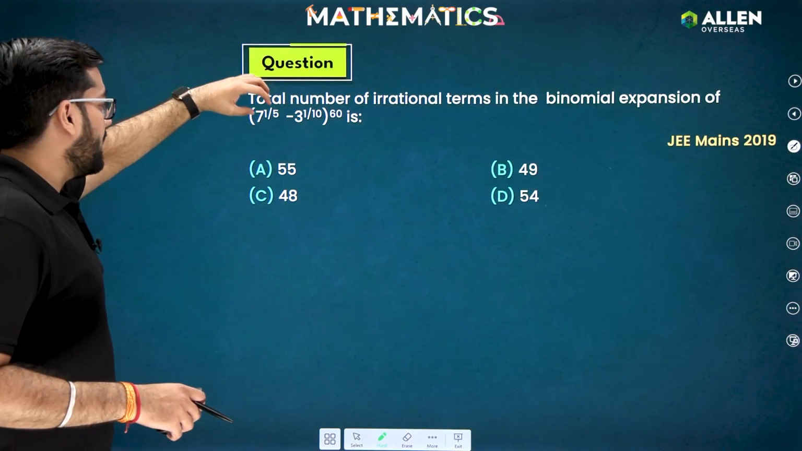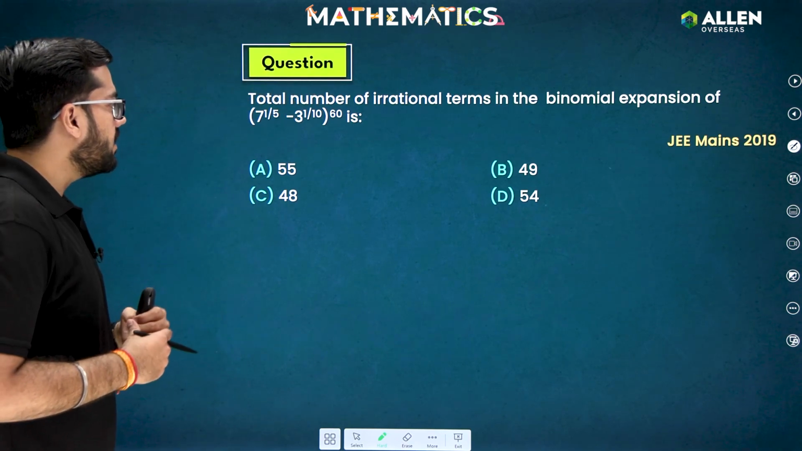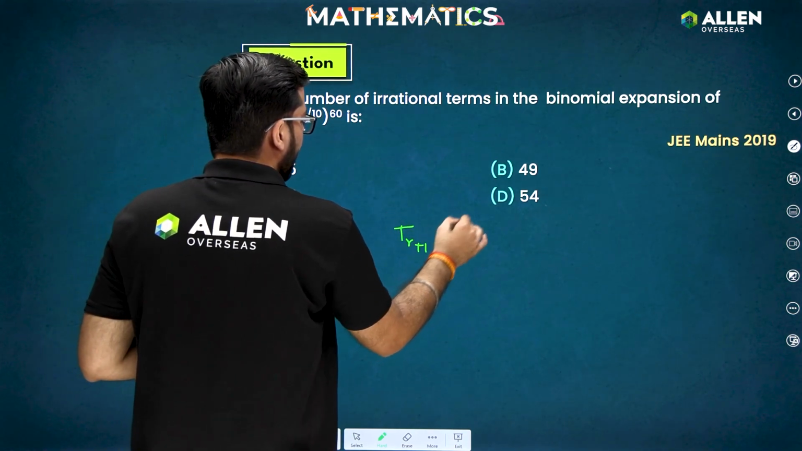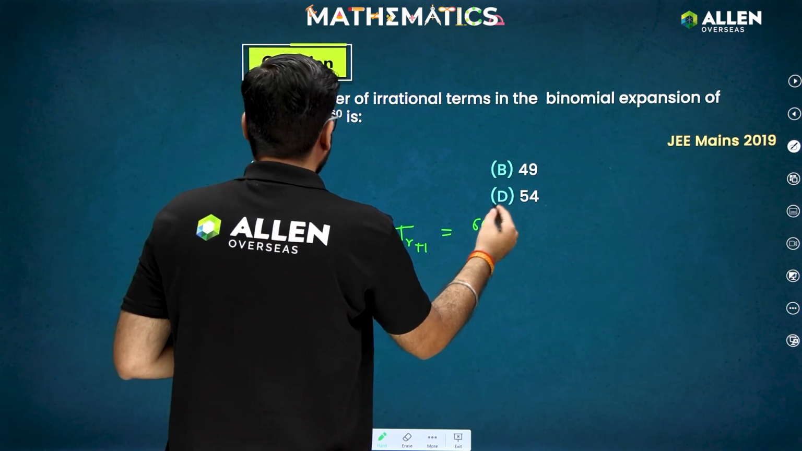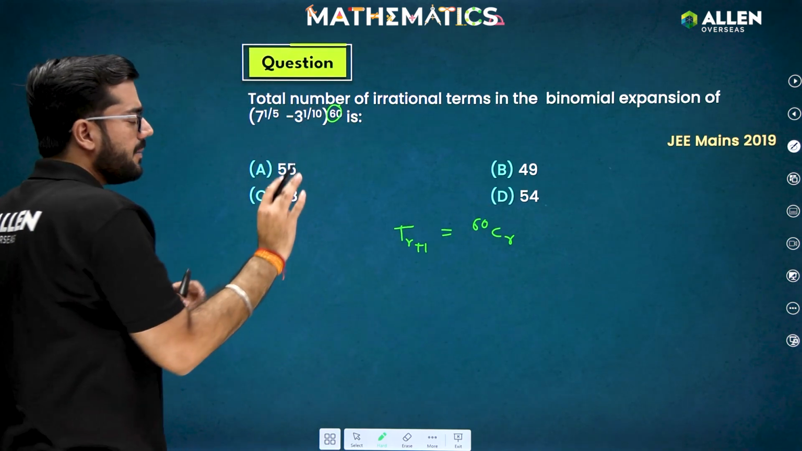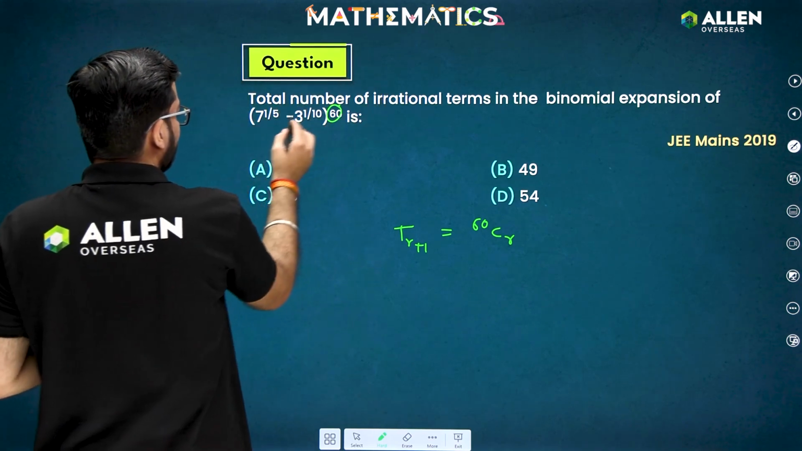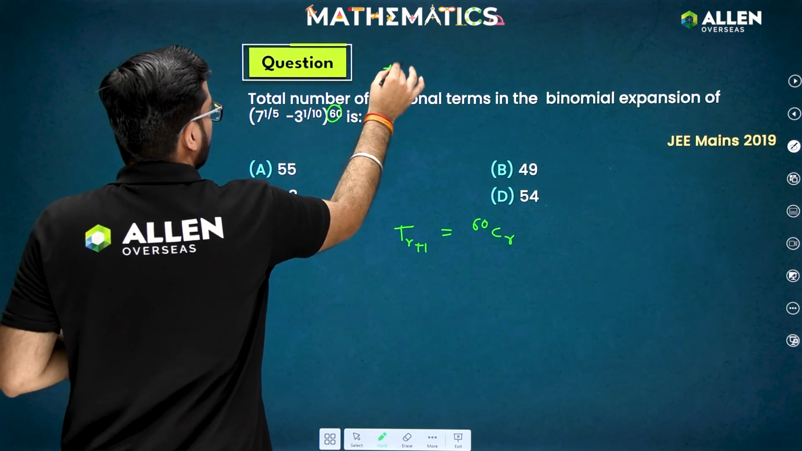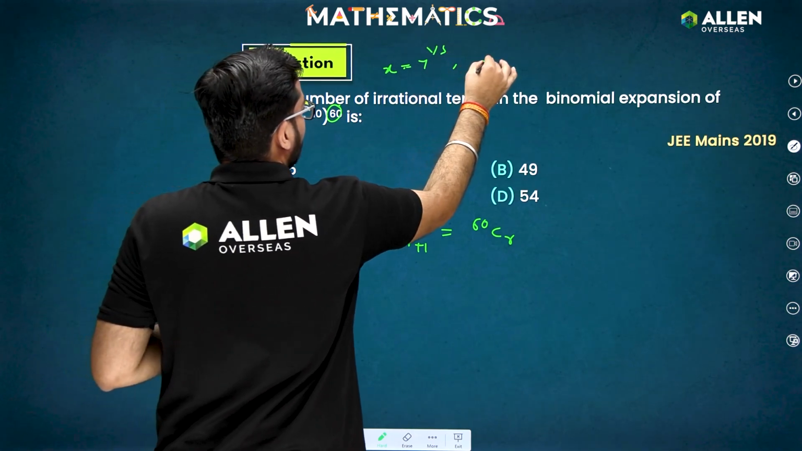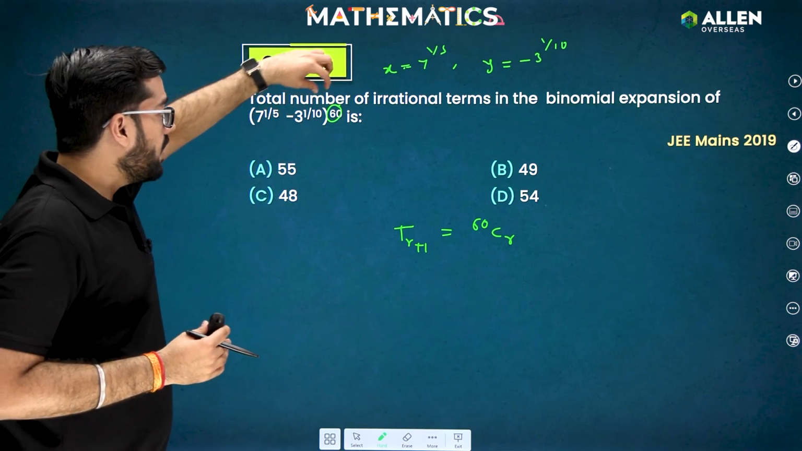Again, I have 7 raised to 1 upon 5 minus 3 raised to 1 upon 10, whole raised to 60. So here again I am interested to first of all write the general term. The general term I can write, that is T r plus 1, again nCr, 60Cr, that is simple. N is this one. Again I am going to do the same, x plus y whole raised to n. This one I will consider as x, 7 raised to 1 upon 5, and y we have minus 3 raised to 1 upon 10, in x plus y whole raised to n.